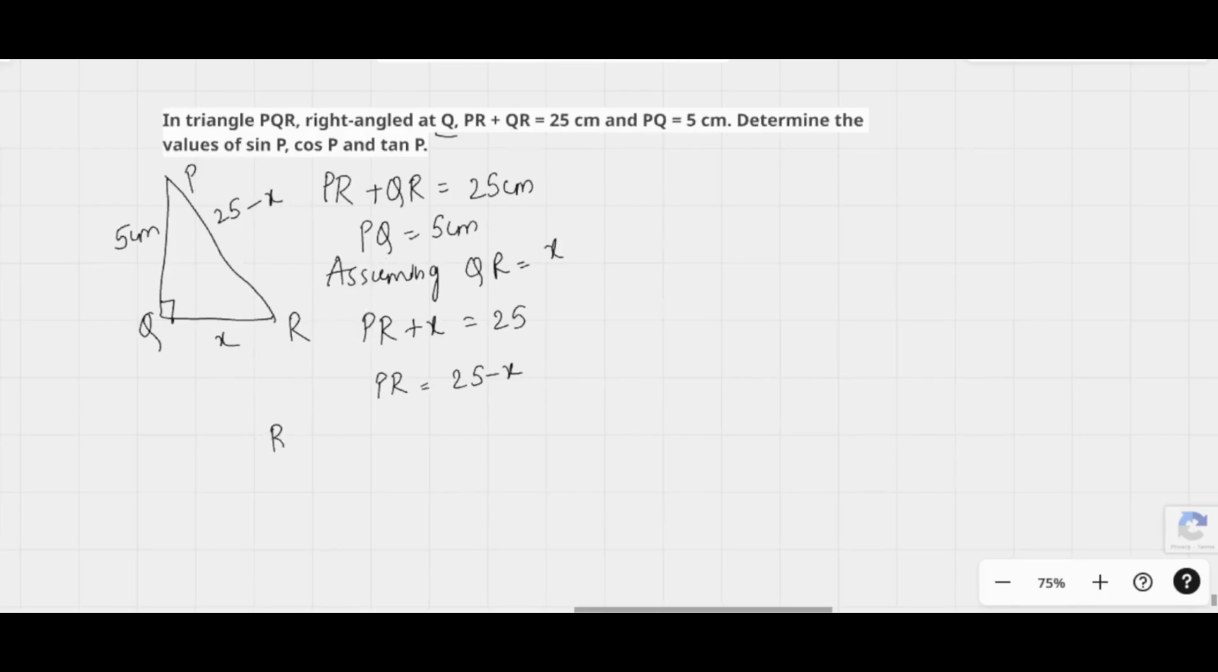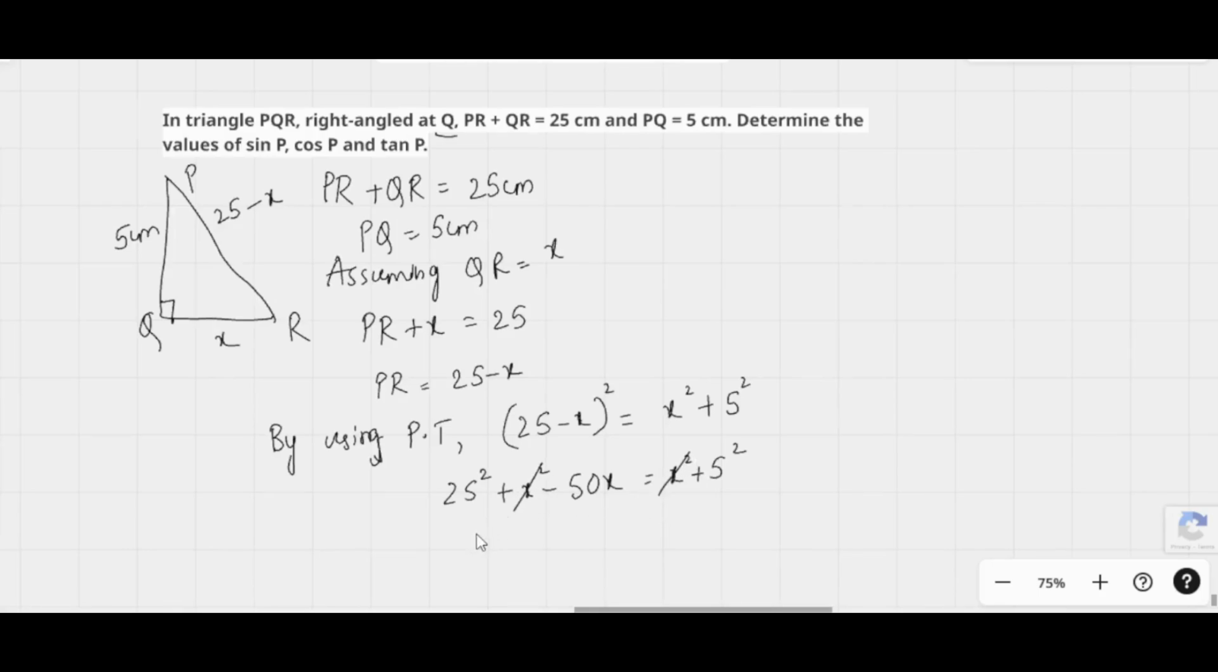Now by using the Pythagoras theorem, I'm writing it in shortcut. Hypotenuse square, that is 25 minus X whole square, is equal to base square plus height square. Now it is in the form of a minus b whole square. So 25 square plus x square minus 50x is equal to x square plus 5 square. Yes, x square and x square cancel.